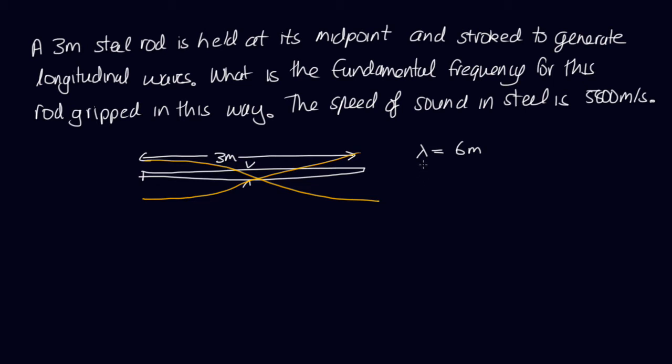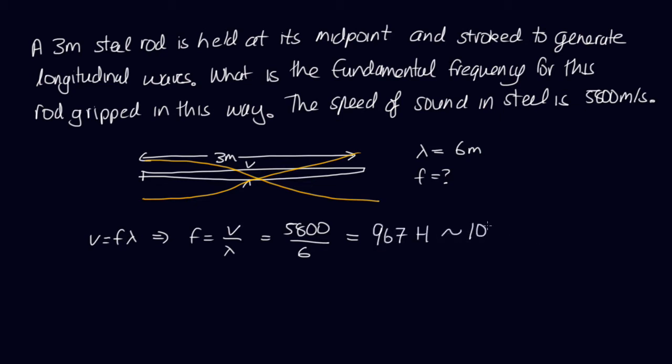So we've got our wavelength, and what we want to know is the frequency. We've got the speed is 5,800. So we can use V equals F lambda to give us F is equal to V over lambda. And so that's 5,800 over 6. And solving this, we end up with 967 hertz. So that's around about 1,000 hertz is the fundamental frequency for that rod held in that way.